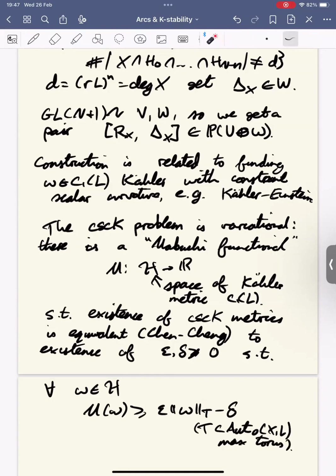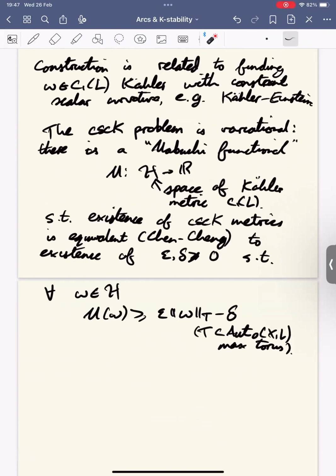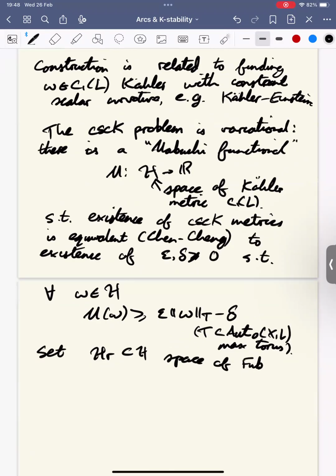Okay, so the point that you should take away is that the existence of CSCK metrics can be captured through a functional. And what I've been trying to emphasize earlier in the talk is that we can try to understand properties of functionals through numerical conditions. So we'll set H_R, which lives inside H, to be the space of the simplest possible Kähler metrics that you can find, namely just the Fubini-Study metric defined through some embedding. So the space of Fubini-Study metrics from some embedding, X sitting inside P of H^0(X, L).